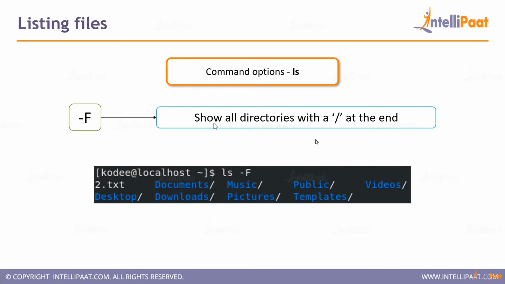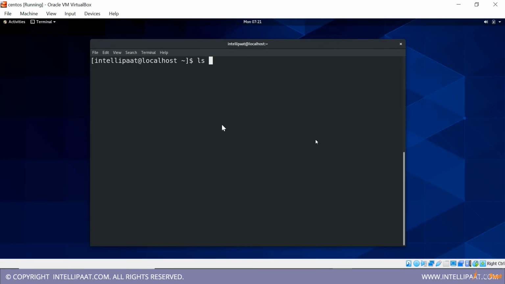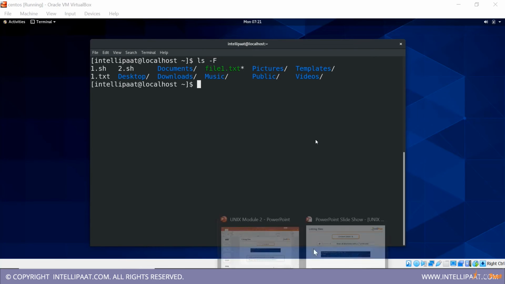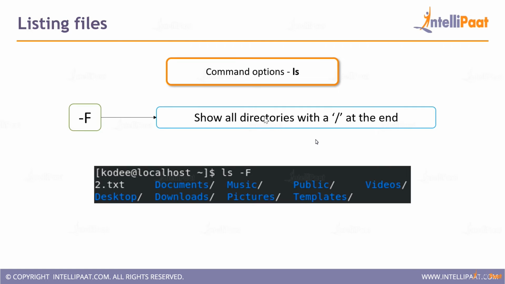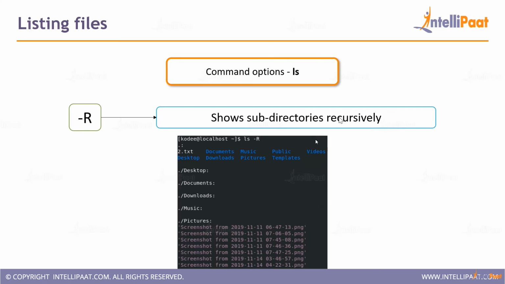Now closing this, let us look at more options. Then there is capital F. Let's do capital F, and this shows the difference between directories. It shows a slash with it. Going to the ppt, you can see it shows all directories with a slash at the end, to differentiate them from files. And then the next option is -R, which shows subdirectories recursively. Let's do this again.